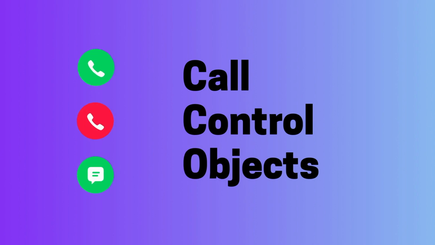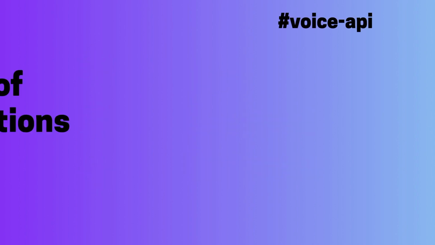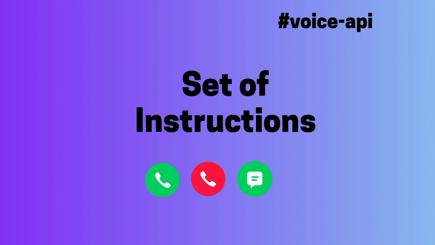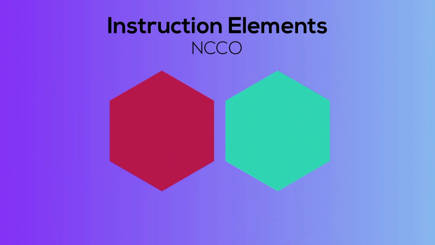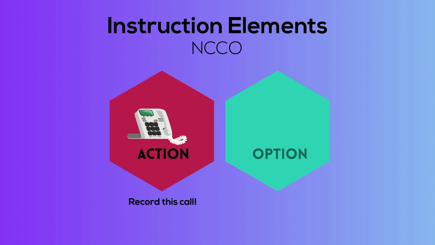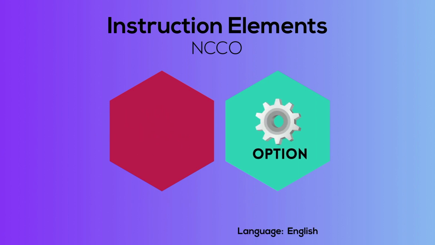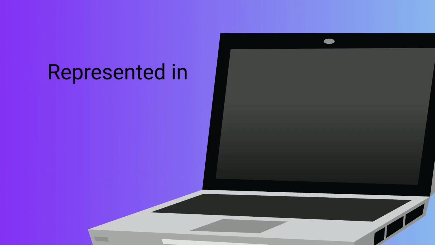A call control object, or an NCCO, is a set of instructions that a voice call will follow. An NCCO is composed of one or more actions. Their order is important, as it describes the flow of the call. Options are used to customize an action. A call control object is represented by a JSON array.